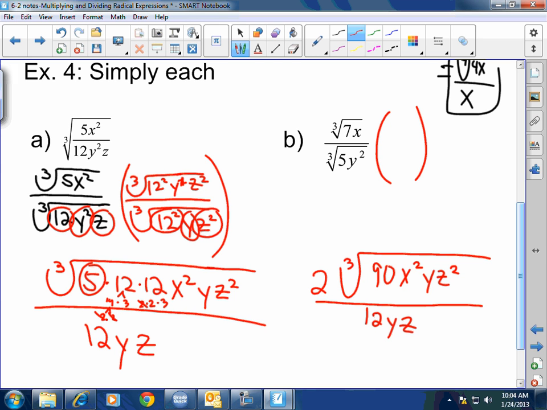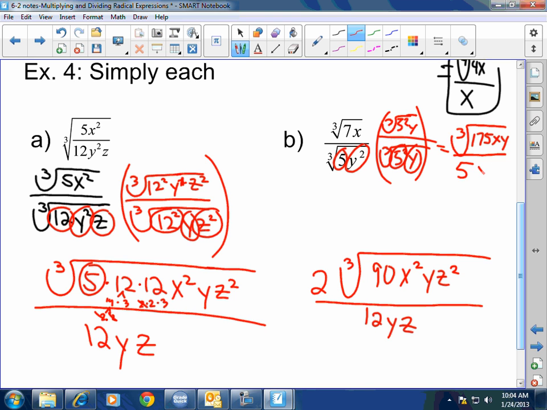So I want to get rid of this. I want to rationalize. So I'm going to multiply by the cube root of 5 squared y. This is going to equal the cube root of 25 times 7, which is 175, xy over, what's 5 times 5 squared? 5 cubed, right? So that comes out as a 5. What's y squared times y? Y cubed, so it comes out as a y.